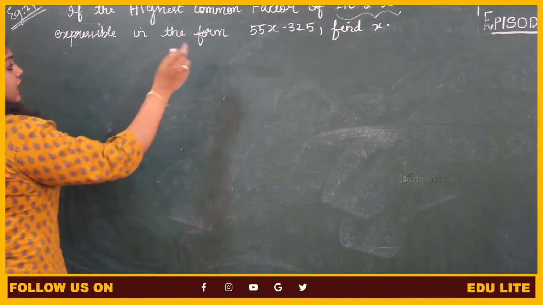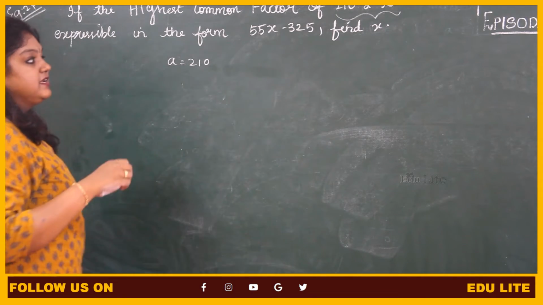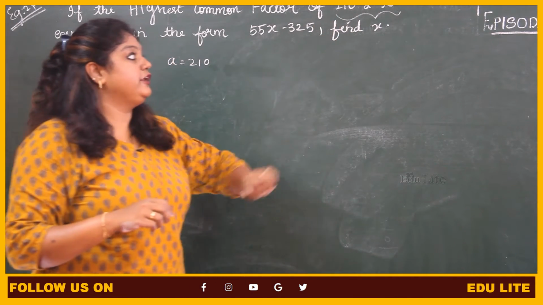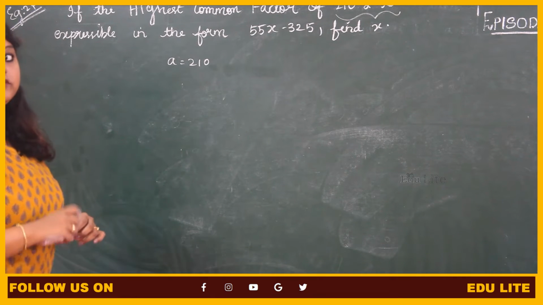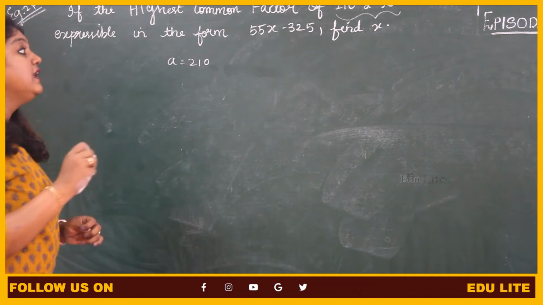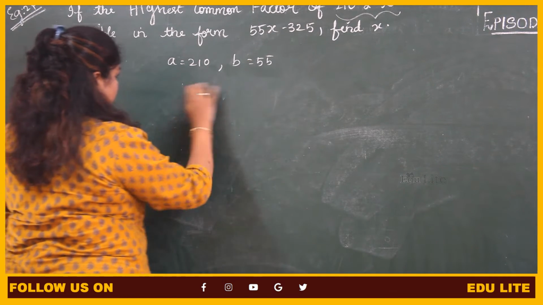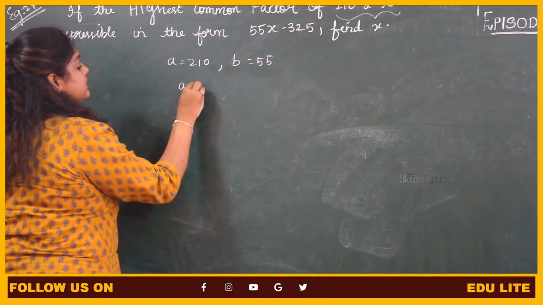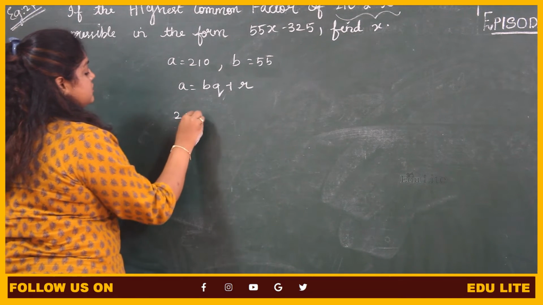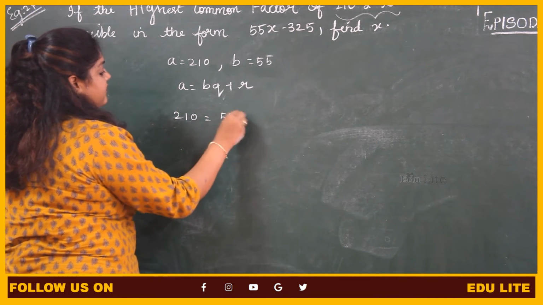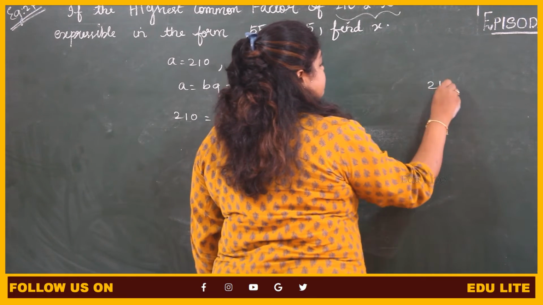Okay, so a value is 210. We consider a as 210 because, among these two, the greatest value is a, and for using Euclid's division algorithm, the value of a must be the greatest value. b equals 55. Expressing this in Euclid's division lemma form, a equals bq plus r. The a value is 210, the b value is 55. We have to find q and r. So 210 divided by 55.